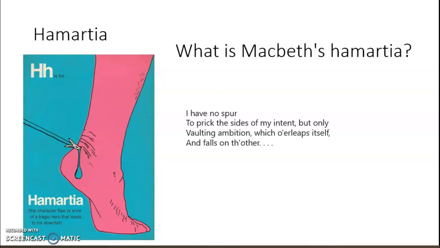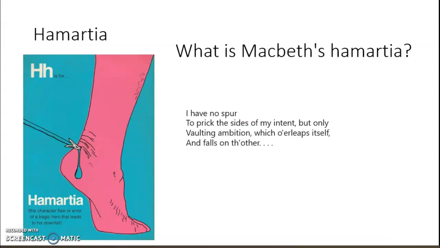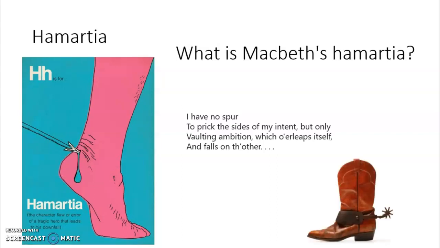If you could now locate the document in this part here, can you think of a quote to summarize his hamartia? You don't need to use the quote that we've just discussed, but if you want to, could you please write that down in this section, and could you make a couple of notes on why that's a particularly useful quote to talk about when thinking about Macbeth's hamartia. There you go, you've got a picture of a boot with a spur on there. If you can imagine the metaphor that Shakespeare is using, this spur here is Macbeth's ambition.